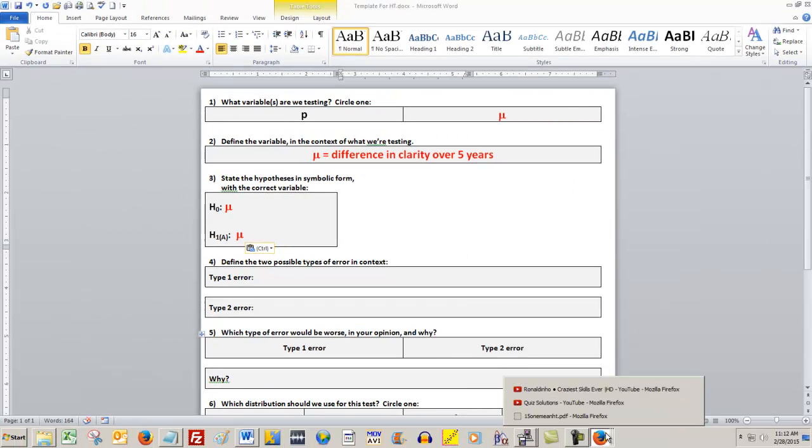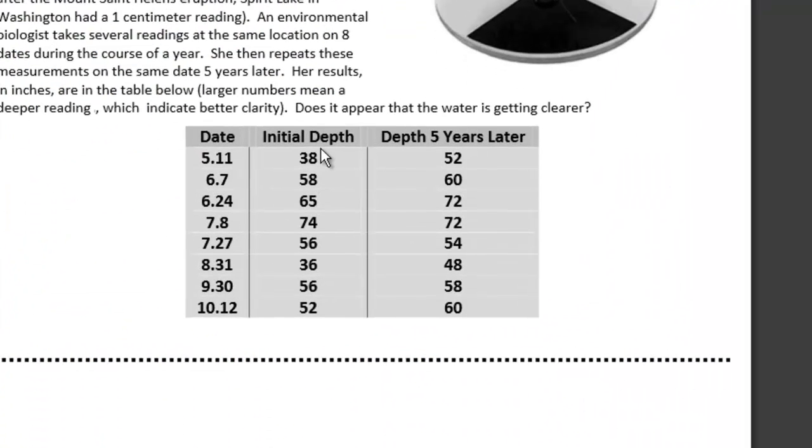Let's look back at the original data. Okay, so we got the initial depth and the depth 5 years later. If we think the water is getting clearer, which it looks like it is, I think what we should do is subtract the initial data from the 5 years later data. That will give us a positive number if we are correct, and it'll give us a statistically significant number of standard deviations on the positive side if we are statistically significantly correct.